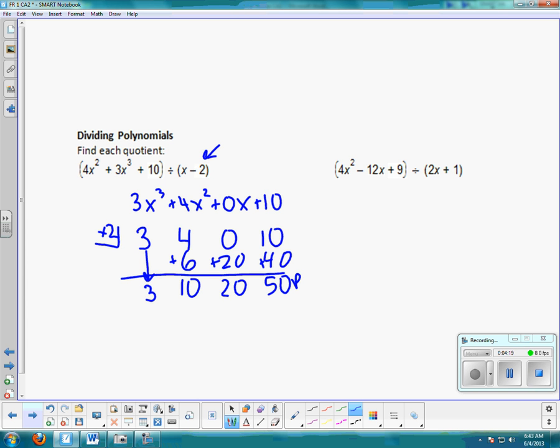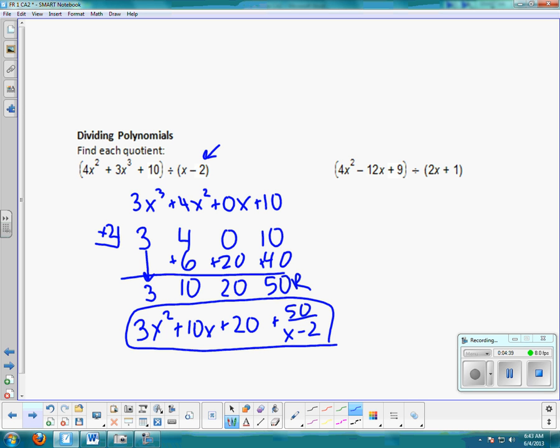The last number is a remainder, so I always follow it up with writing that r, just to remind me of that. What we have left is our answer, 3x squared plus 10x plus 20. The power is decreased by 1, and we have 50 divided by x minus 2 as our remainder. Now it's important that we have this remainder to know that this is not a factor. x minus 2 is not a factor because there was a remainder left over when we divided.